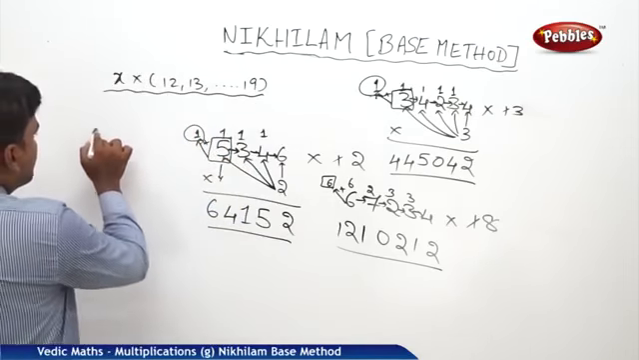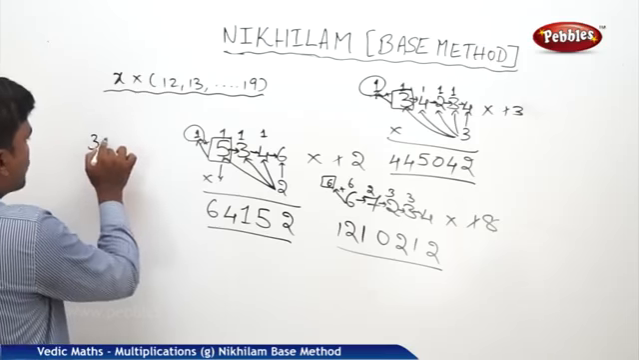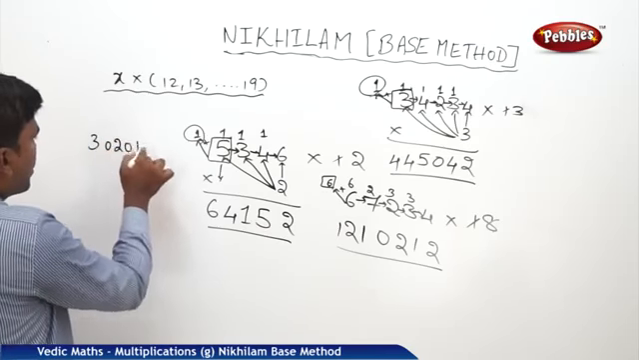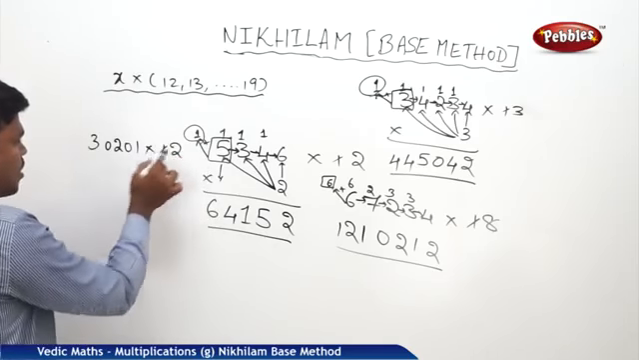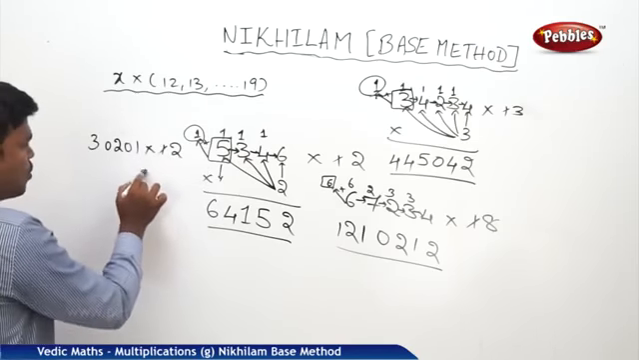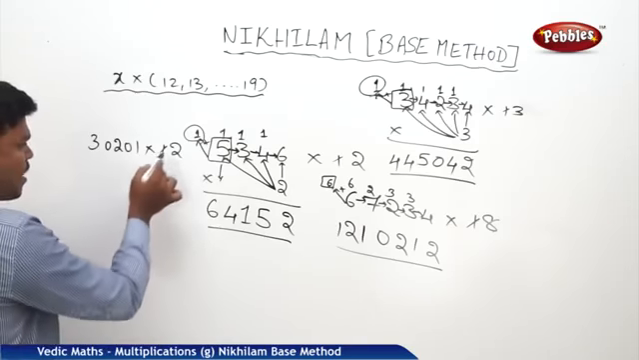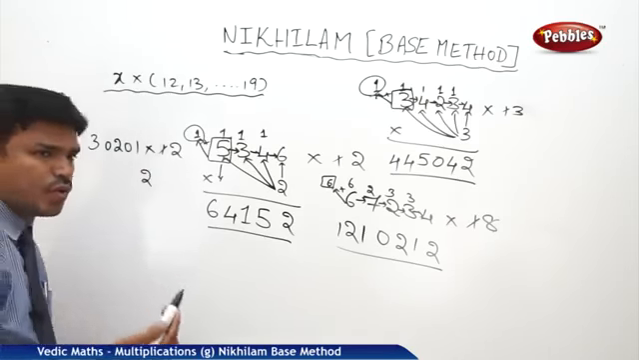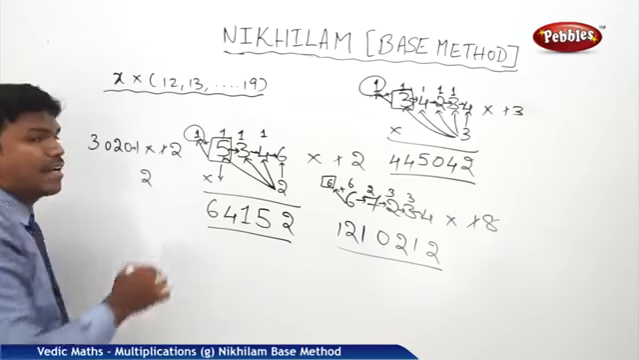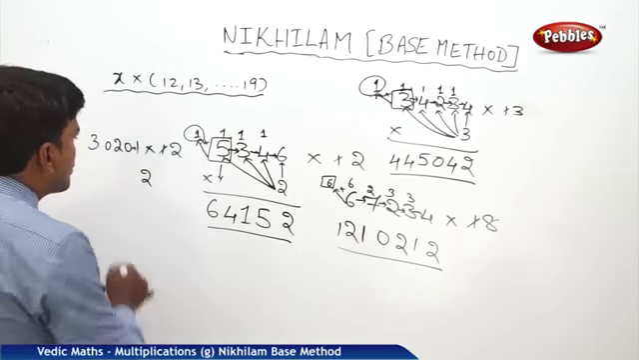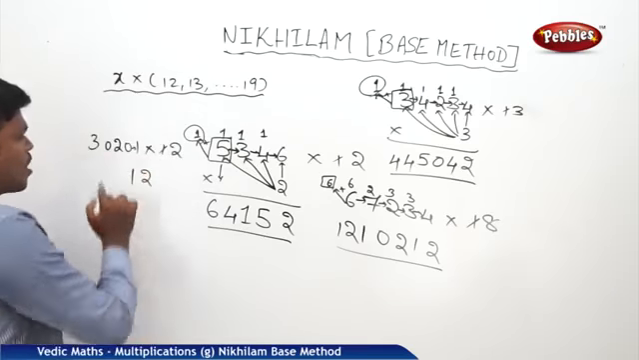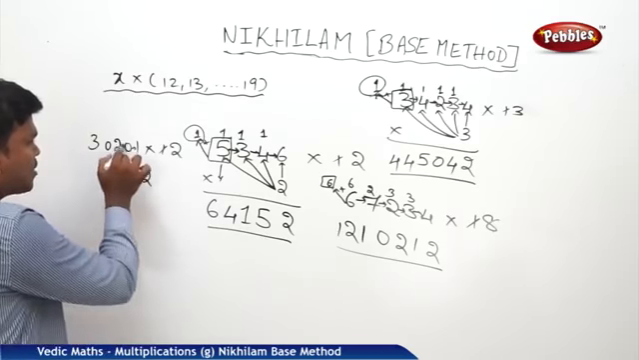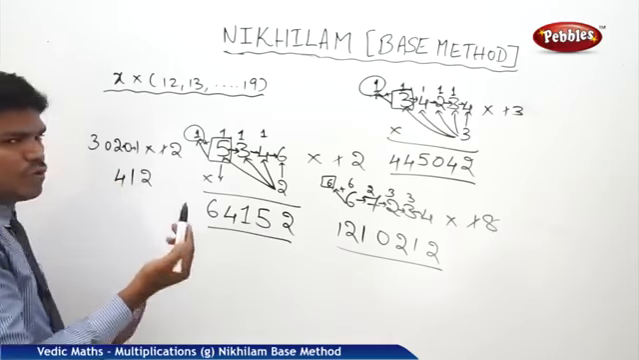One more example. Let us take 30201 into 12. So leave 1. Now 2 1s are 2. No carry. 2 0s are 0. But right side digit you need to add. 2 0s are 0. Right side digit is how much? 1. 0 plus 1, 1. So 2 2s are 4. 4 plus right side digit 4 only.